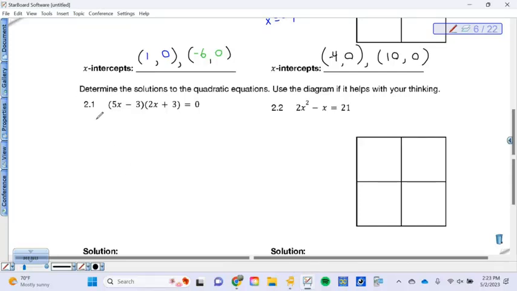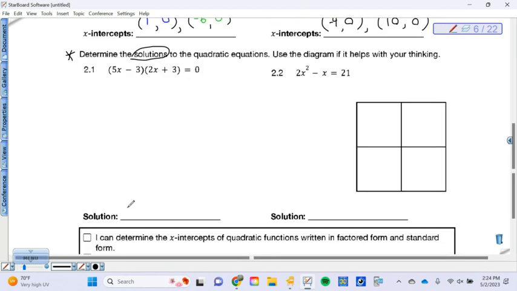Okay, how about 2.1? What am I trying to find in 2.1? Solutions. So that means my answer is just going to look like x equals something, x equals something else. In 2.1, what do I start with? Standard form or factored form? Factored, right? Parentheses.